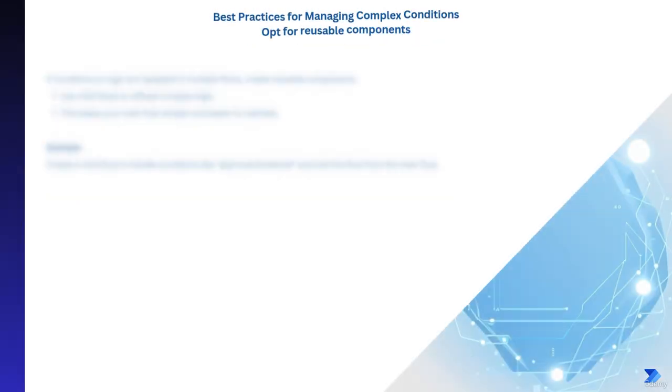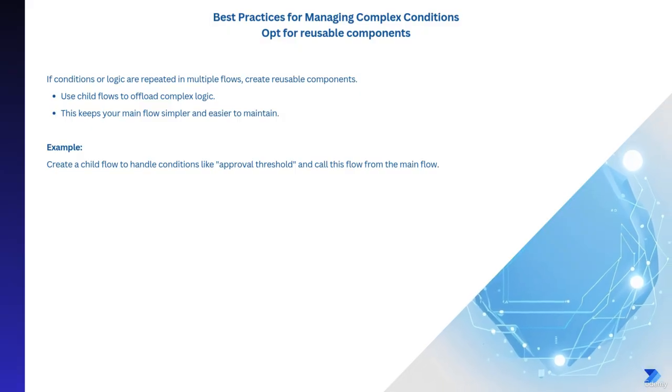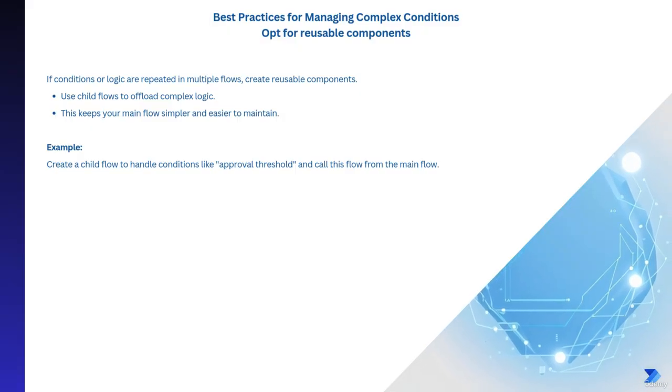Opt for reusable components. If your conditions or logic are recurring across different flows, consider creating a child flow or reusable logic components. This keeps your main flow cleaner, as you can offload complex conditions or logic to separate reusable flows. Example: create a child flow that handles specific conditions, e.g., determining whether an item meets a certain approval threshold, and call it from your main flow.